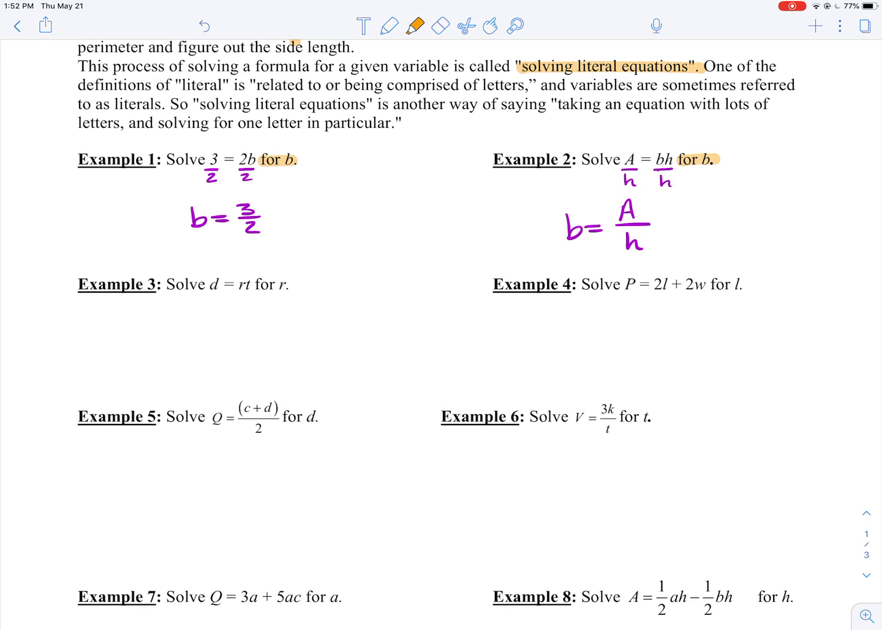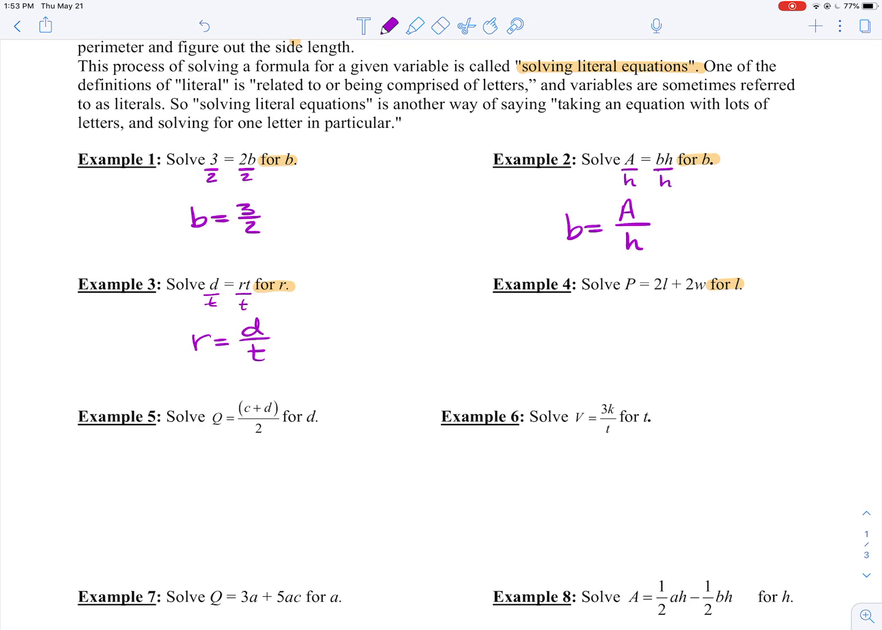In the next one, moving right along, we're solving for r. Well, the equation is d equals r times t. So to get r by itself, we're going to divide by t. And we get r equals d divided by t. And this is the distance equals rate times time formula that you probably use a lot in science. And so if you wanted to figure out what the actual rate was, it's just the distance divided by the time.